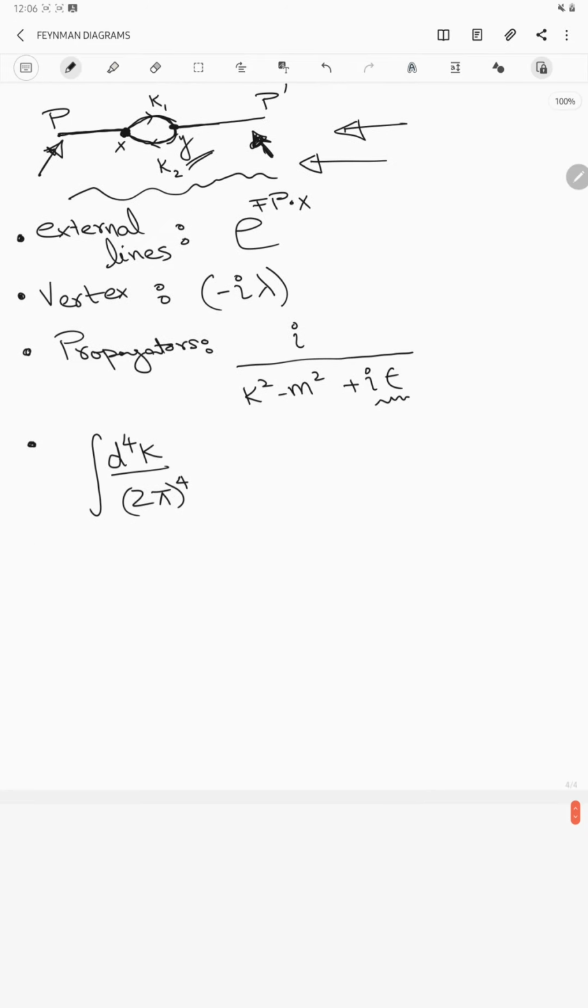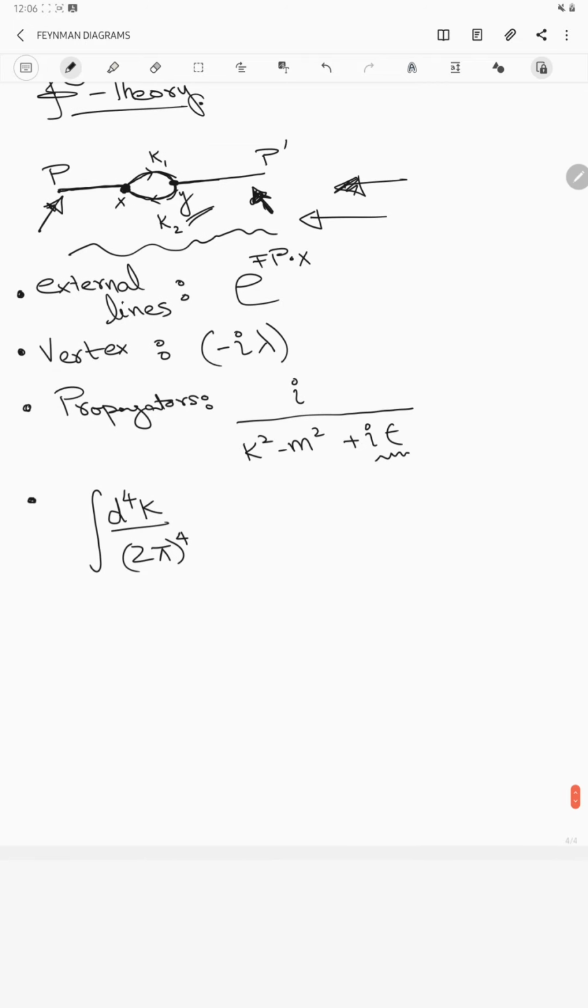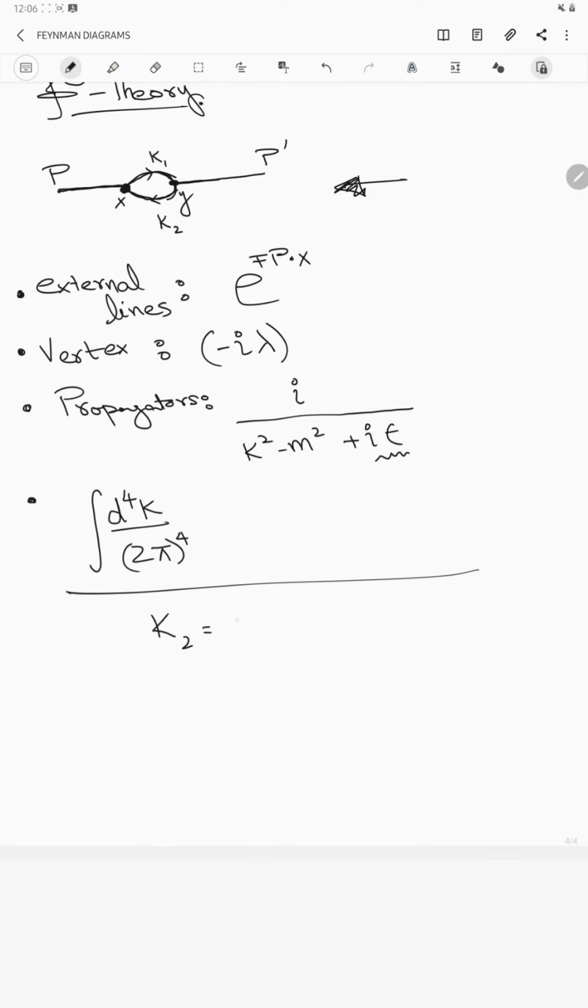First of all, from the conservation of momentum, if you look at this diagram, and let me get rid of these extra lines over here, you can see that from momentum conservation you would have K2 equal to K1 minus P prime. What I can do is constrain K2 in terms of K1, so let me write it down: K1 minus K2 is equal to P prime.